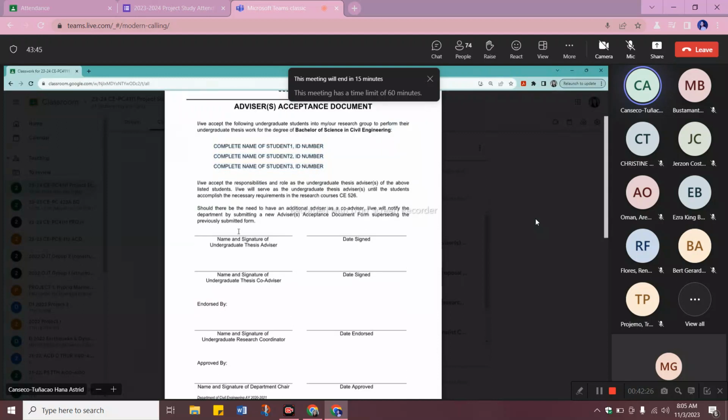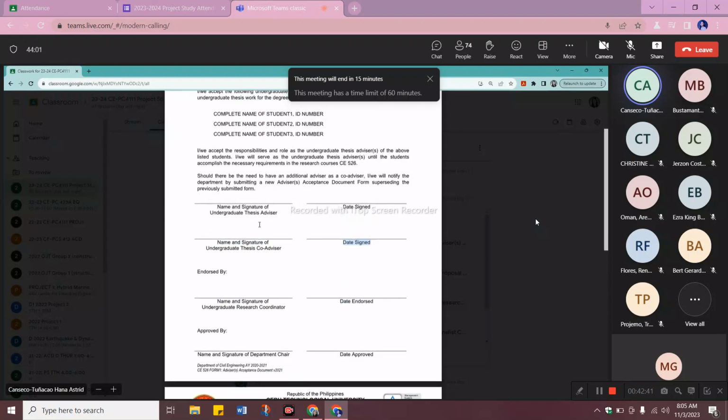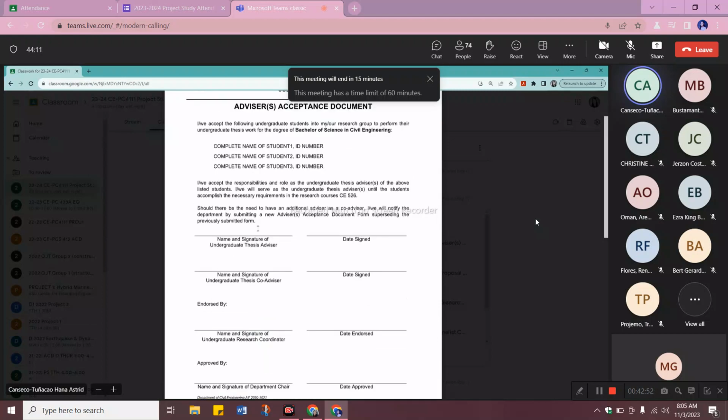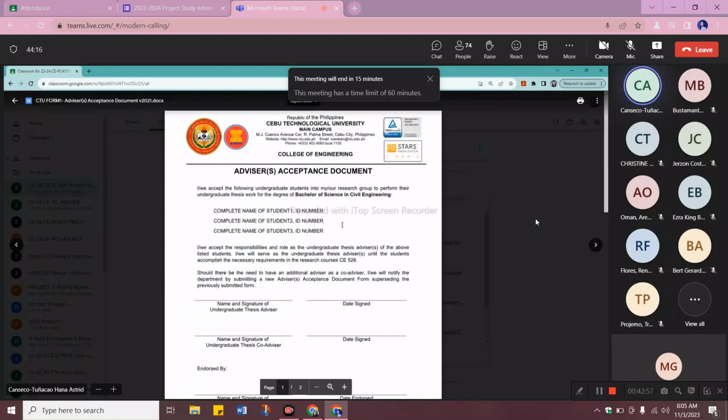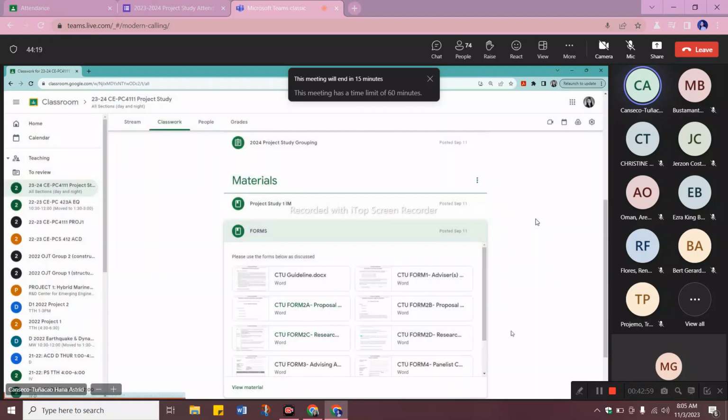Your advisor would sign here and the date, indicating the date that they have accepted you as their students or advisee. If you have a co-advisor, have them sign here too. You submit this, we will have an upload venue so that your coordinator will sign this, meaning the coordinator has noted that indeed you have an advisor, and this shall be approved also by the chair. So this is Form 1. Clear?